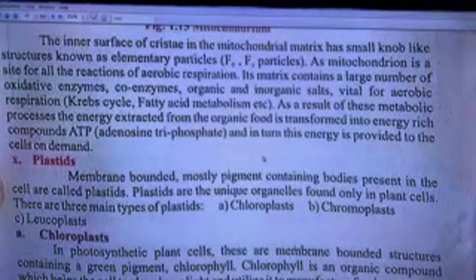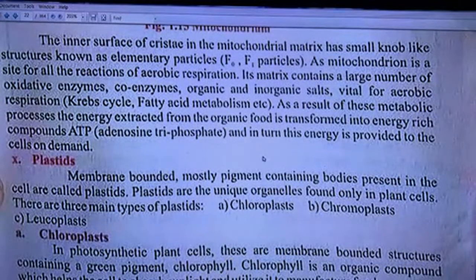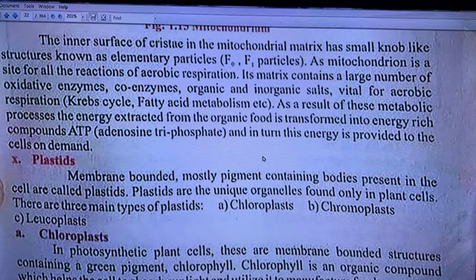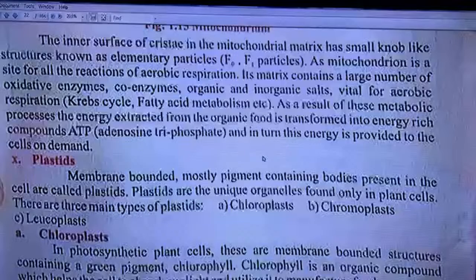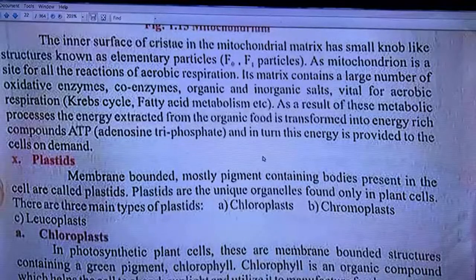As the mitochondrion is the site for all the reactions of aerobic respiration, its matrix contains a large number of oxidative enzymes, coenzymes, and organic and inorganic salts vital for aerobic respiration, the Krebs cycle, and fatty acid metabolism. As a result of these metabolic processes, the energy extracted from the organic food is transformed into the energy-rich compound ATP, adenosine triphosphate, and in turn, this energy is provided to the cell on demand.